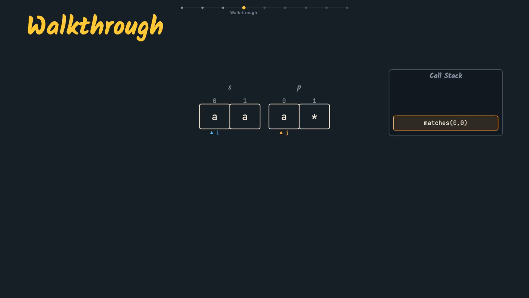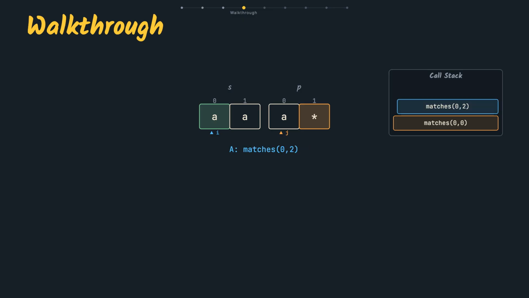We begin at string spot 0, pattern spot 0. First check. Is the pattern used up? No, we're right at the start. Keep going. Does the current piece match? Pattern letter is A, string letter is A, equal. So the current character matches. Is the next pattern symbol a star? It is. So we're in our 2 choices world.